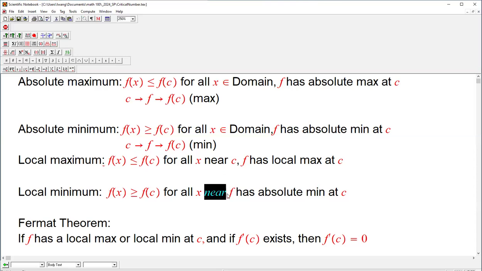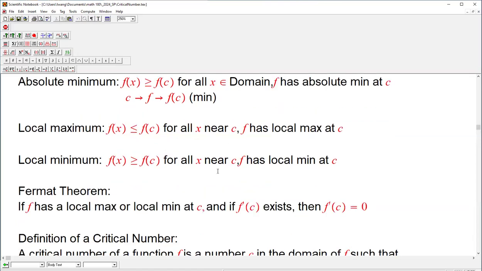So f has a local minimum. You can see local max, local min, absolute max, and absolute min. The definition is very much dependent on whether the max is local or in the entire domain.